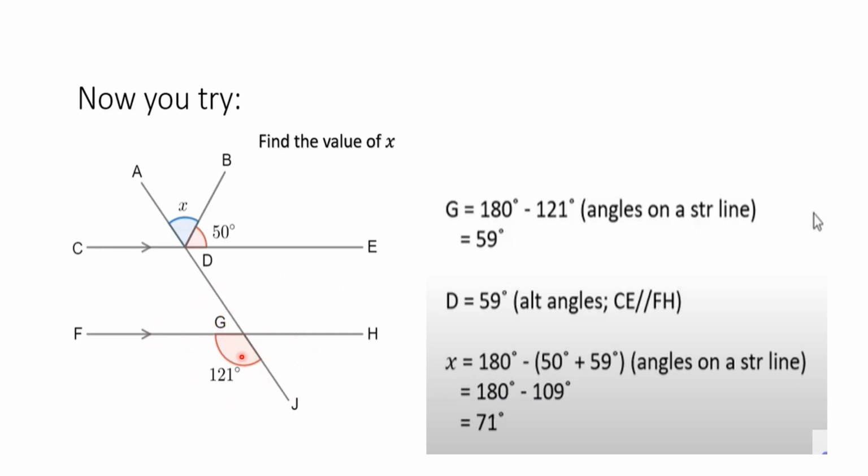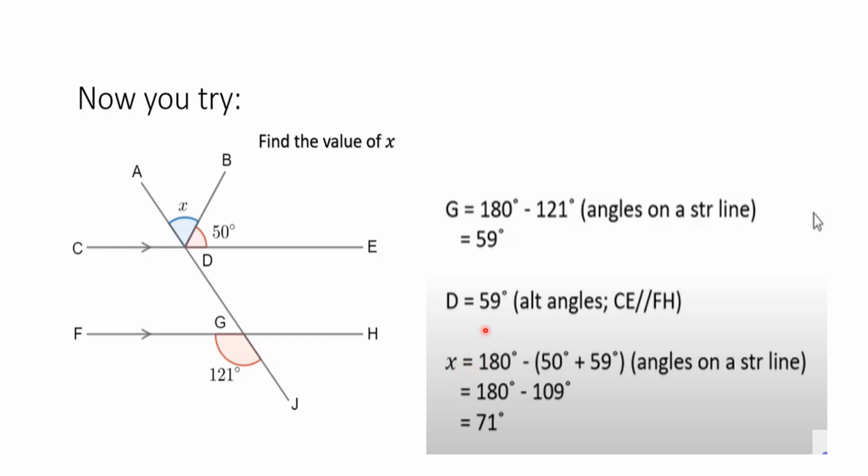So if you look at this line here, we have angle G and 121 degrees, and they are both on a straight line. So it is easier for us to calculate letter G. So G will be equal to 180 minus 121, which will be 59. The reason for that will be angles on a straight line. So now when you look at D and G, they form a Z shape. We call them alternate angles, and we know that alternate angles are equal, so meaning that D will also be 59 degrees.